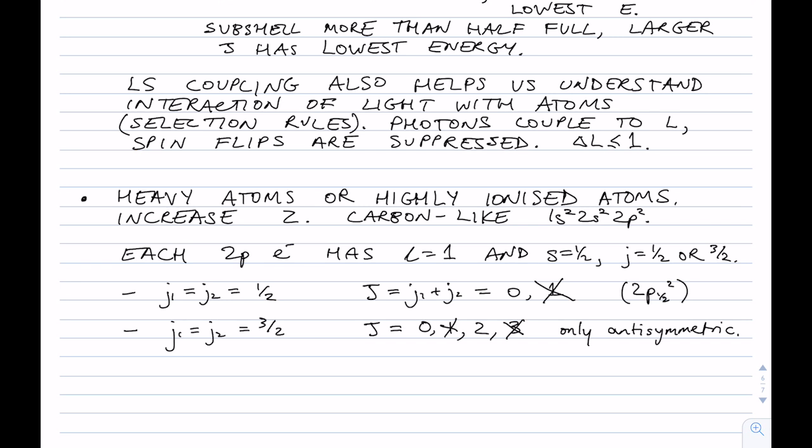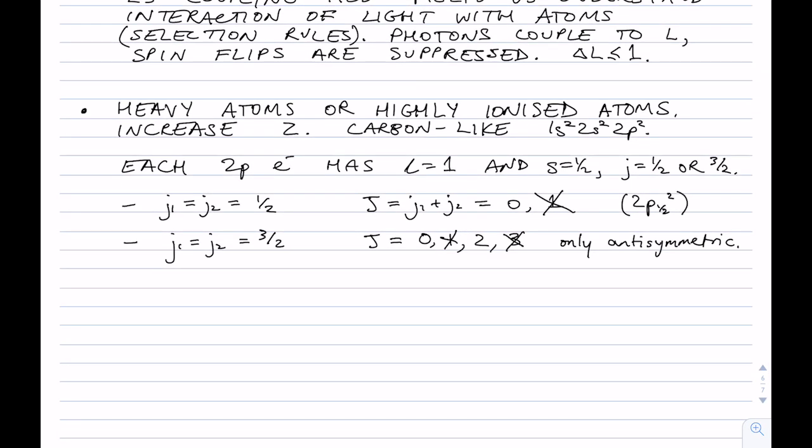Only anti-symmetric is allowed. And finally, we'll have one of them, doesn't matter which, equal to 1/2 and J2 equals 3/2. Then we can have J equals 1 or 2. Now there's no restrictions because they're distinguishable particles. The way we talk about these, the first one we would write as 1/2, 1/2, 0. The second one we would write as 3/2, 3/2.